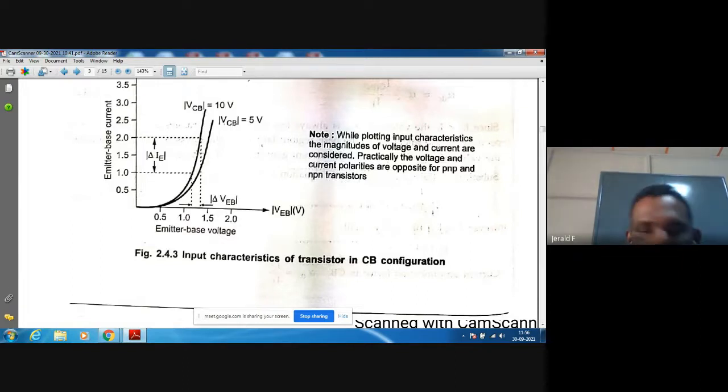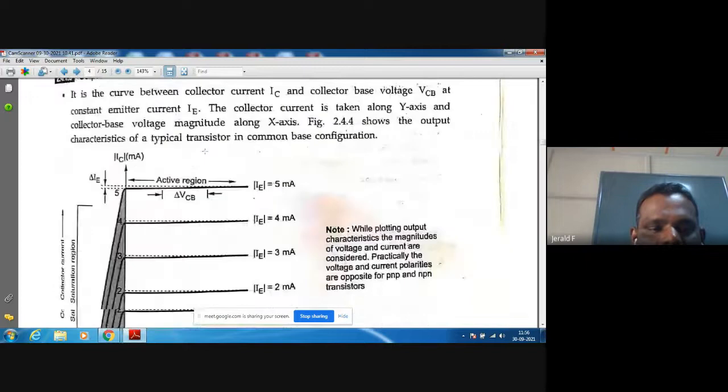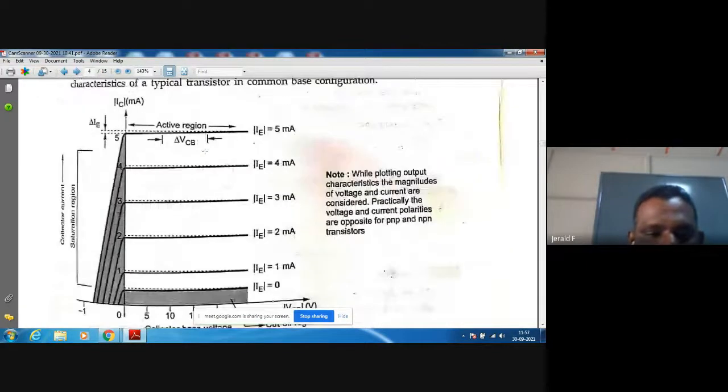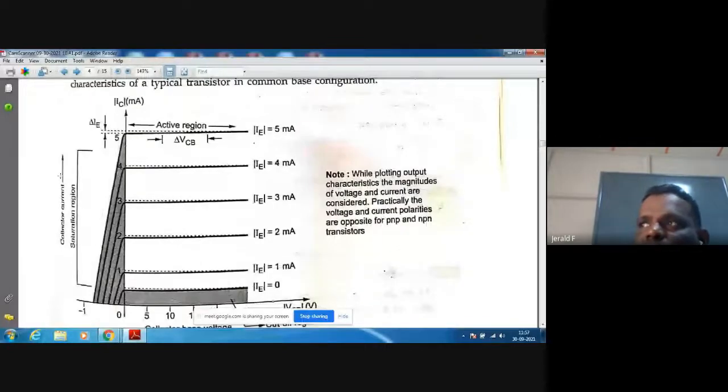Next we go for the output characteristics. The output characteristic covers the collector base voltage as well as the collector current. The input side is the emitter base, and the output side is the collector base. The collector base is very important because there are different levels we can mention: first the cutoff region, second the saturation region, third the active region.